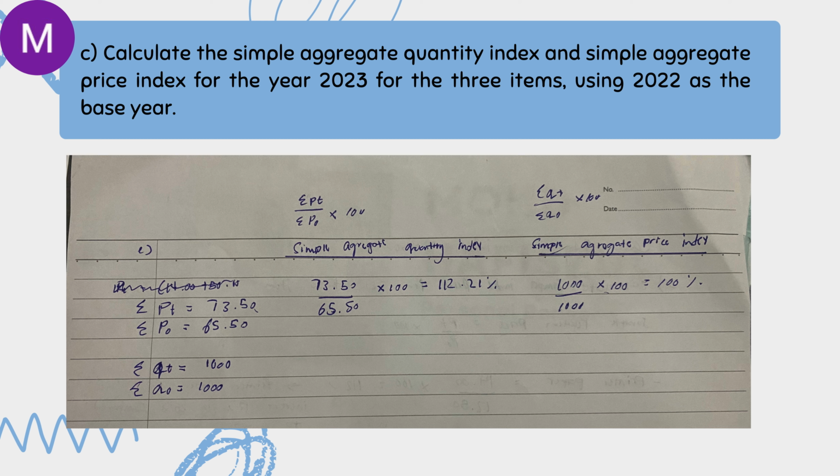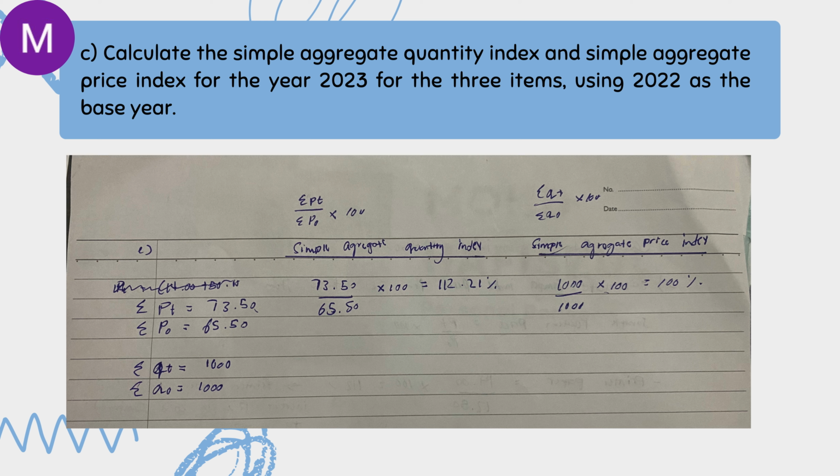So we put that into our formula. It became 73.50 over 65.50 times 100, which is equal to 112.21%. And next, the simple aggregate quantity index.